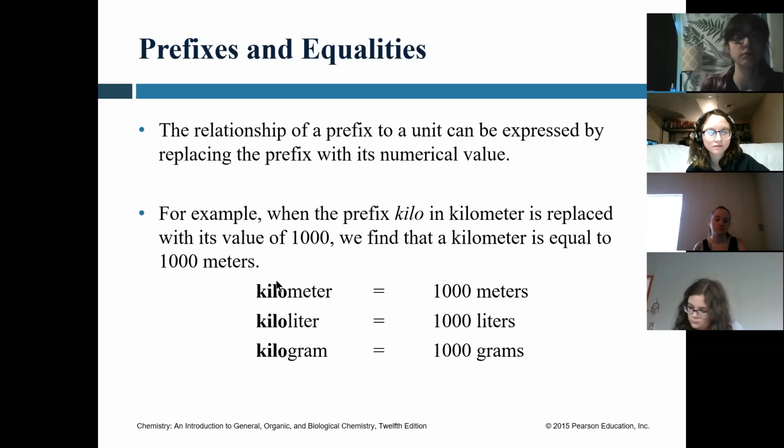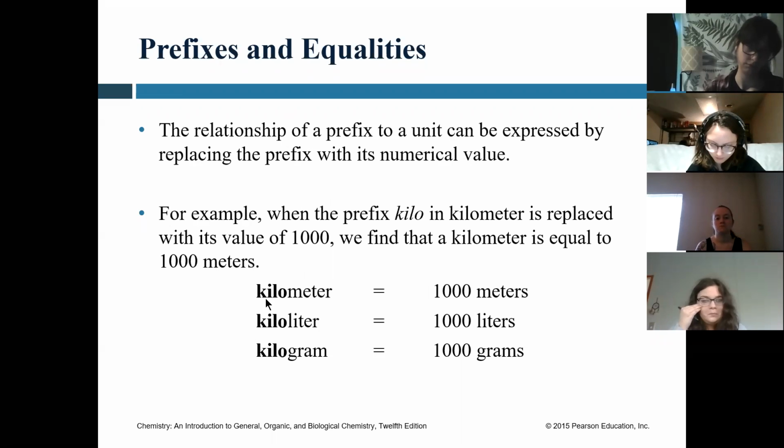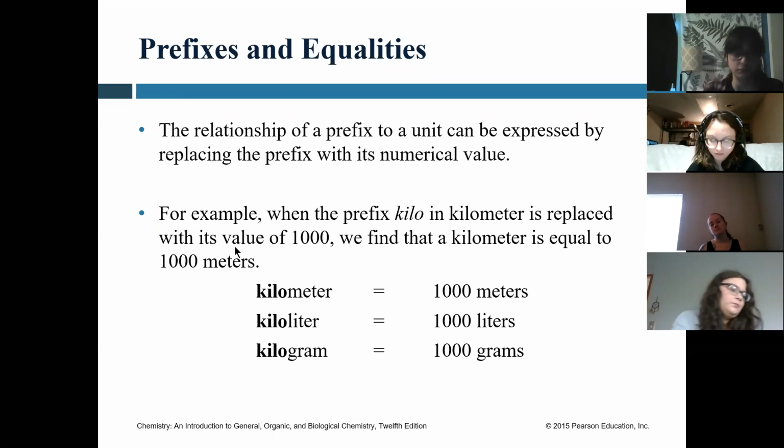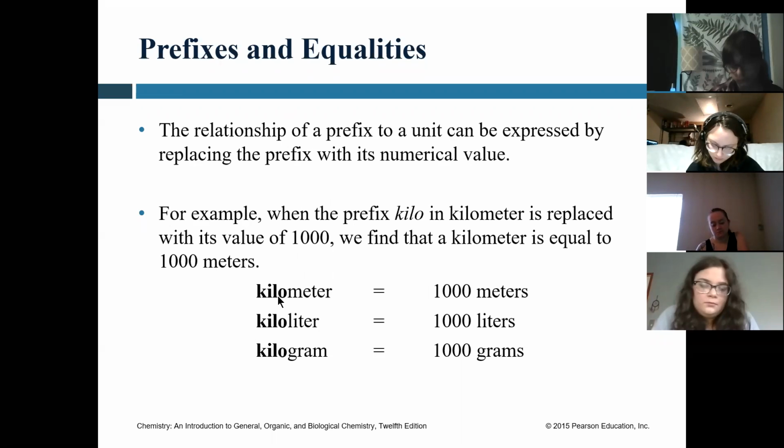So this is one thing to note too. The relationship of a prefix to a unit can be expressed by replacing the prefix with its numerical value. So for example, if I have a kilometer, kilo has the same value as 1,000. So kilo can just directly get replaced with 1,000. So a kilometer is equal to 1,000 meters. What about a kiloliter? The kilo again is representing 1,000, so it would be 1,000 liters.